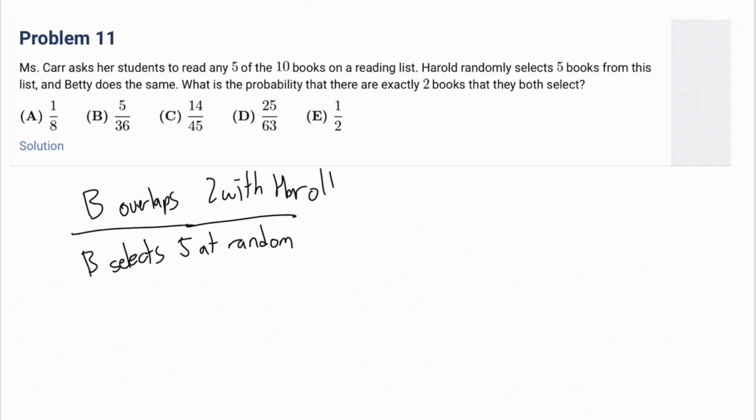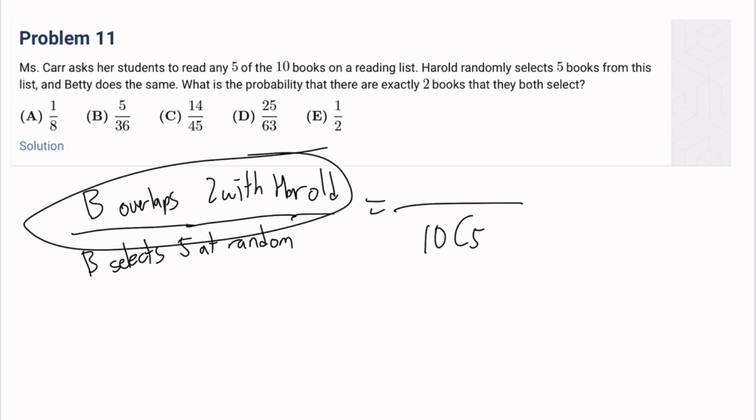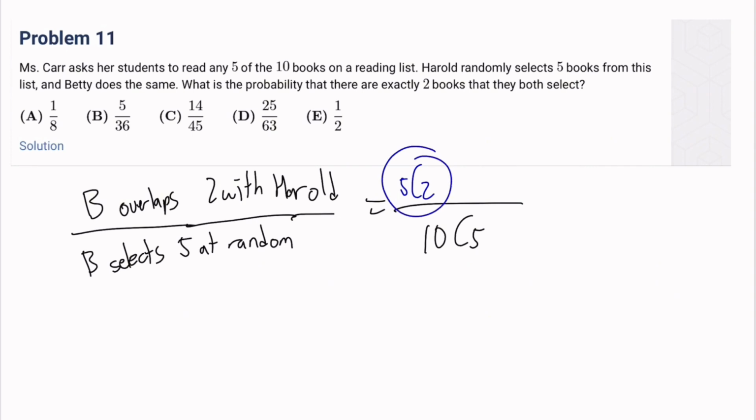So this will be equal to, if Betty selects 5 at random, that will be just 10 choose 5, right? So that will be 10 choose 5. And then Betty overlapping 2 with Harold, that will be, first we will have to do 5 choose 2, because this is for Betty selecting 2 books from Harold to overlap with. And next we have to do 5 choose 3, because Betty has to choose 3 books from the books that Harold did not choose, right? And so that would give her 5 books with 2 overlapping with Harold.